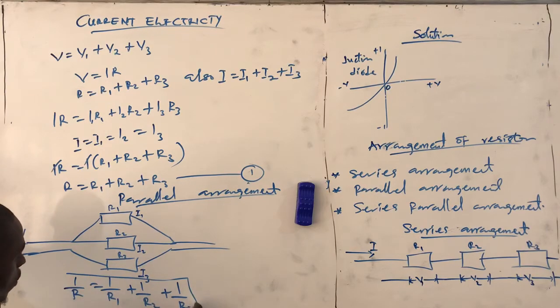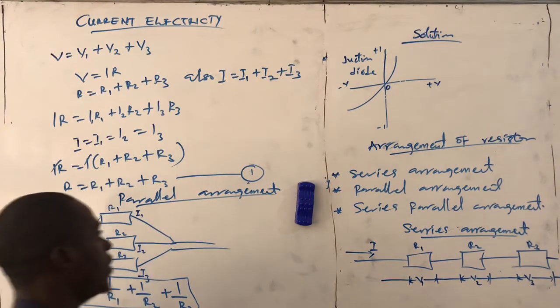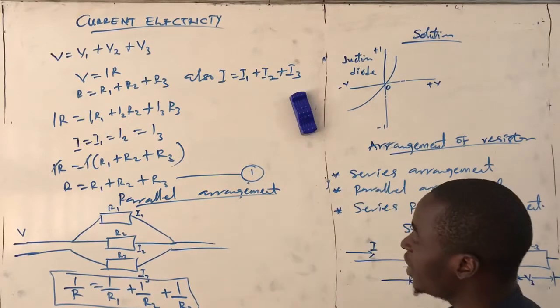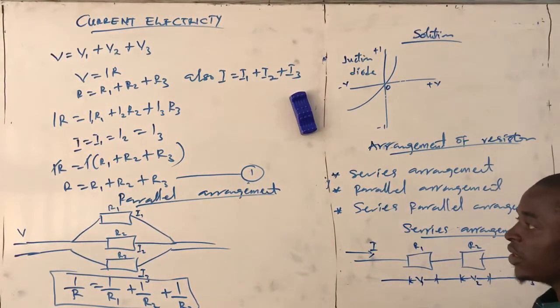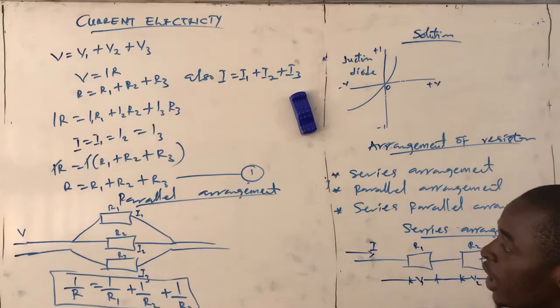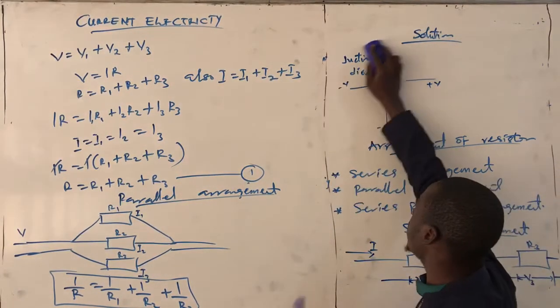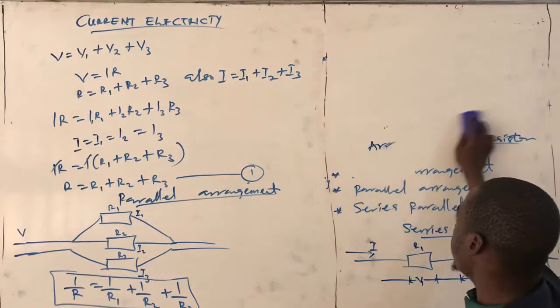This is how to find the parallel arrangement of any material. So if you have a series connection, the current passing through it is the same and we have different voltage. For parallel arrangement, we have the same voltage but different current. So that's the difference between the two.